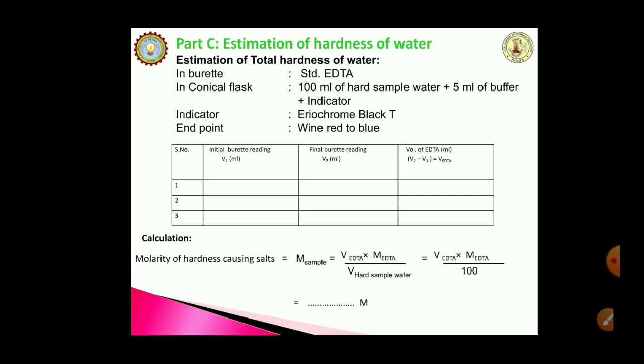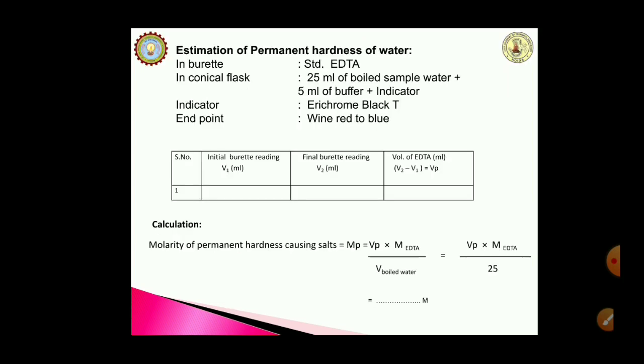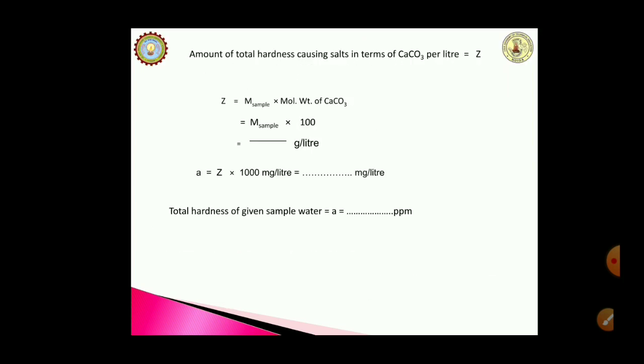Now we have to convert this molarity of sample water into hardness, and for that we will multiply the molarity of sample water with the molecular weight of CaCO3, which is 100. Upon multiplying it, we will get the strength of the water sample in terms of hardness in grams per liter.